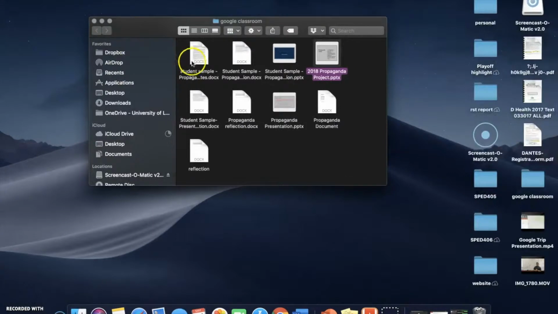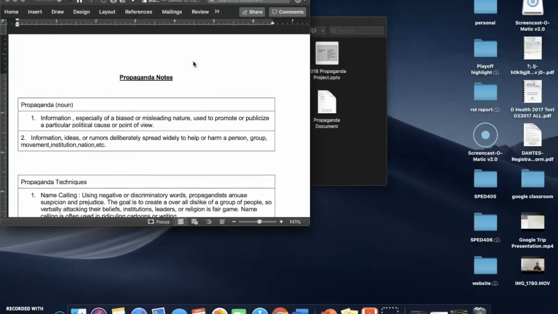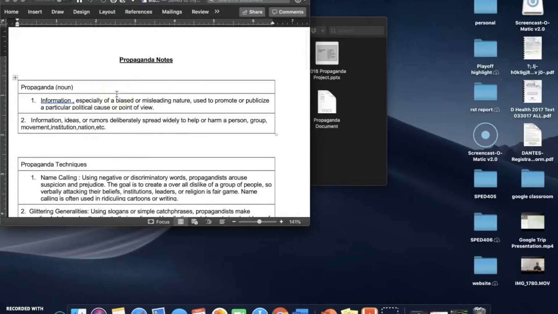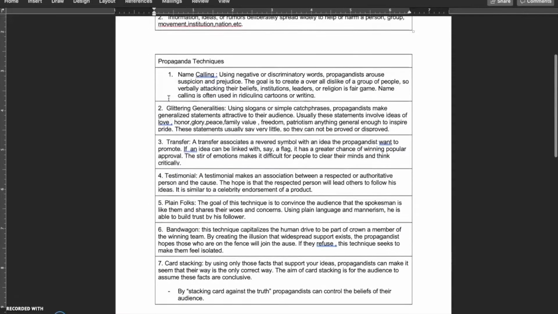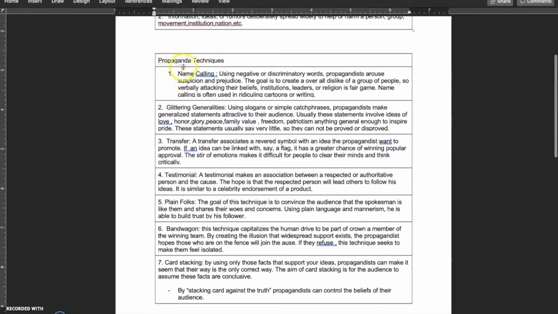So here is a student sample of the document that they have. There we go. Put this up. So the student has written down both definitions, and the student has also written down the 7 techniques and their definitions.